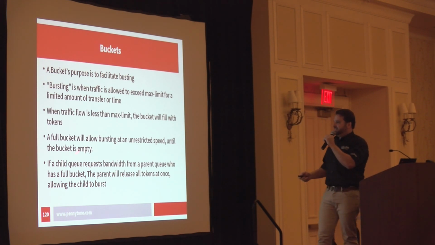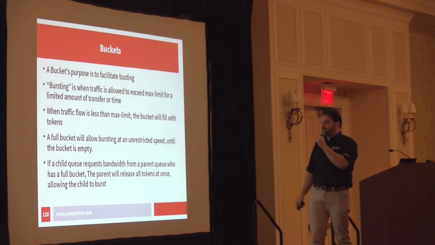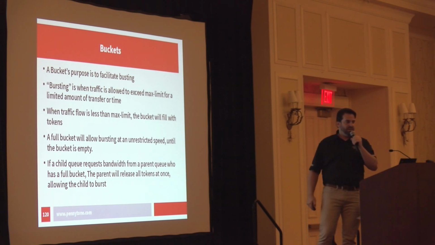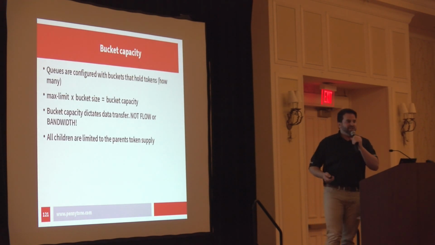So let's see. If a child queue requests bandwidth from a parent queue who has a full bucket, the parent will release all tokens at once, allowing the child to burst. All right? It just dumps them all at once, if possible.